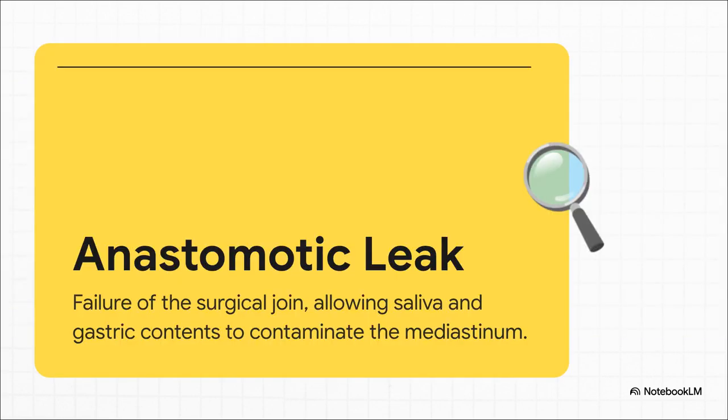However, this kind of major surgery is definitely not without its risks. The most feared postoperative complication by far is an anastomotic leak. If that surgical joint fails, it allows highly dangerous saliva and gastric contents to leak out, which contaminates the mediastinum and causes a massive, life-threatening mediastinitis. This exact risk is exactly why technically perfect surgery has to be paired with perioperative chemotherapy. We have to target any unseen microscopic residual disease to ensure the absolute best long-term survival.